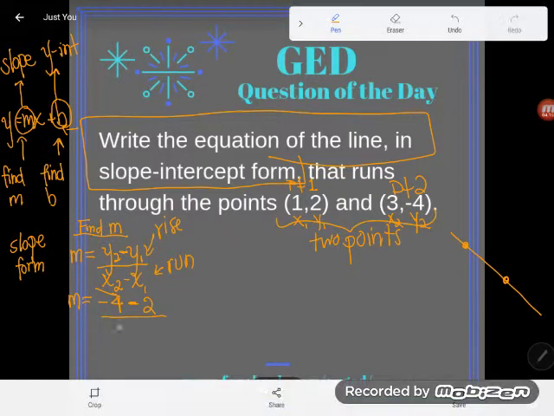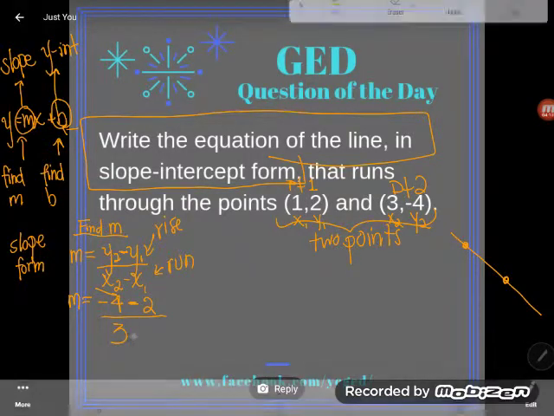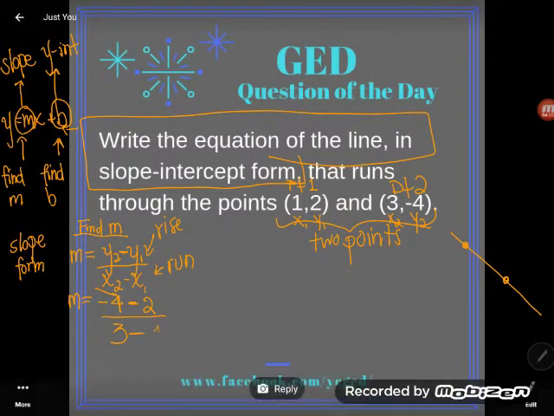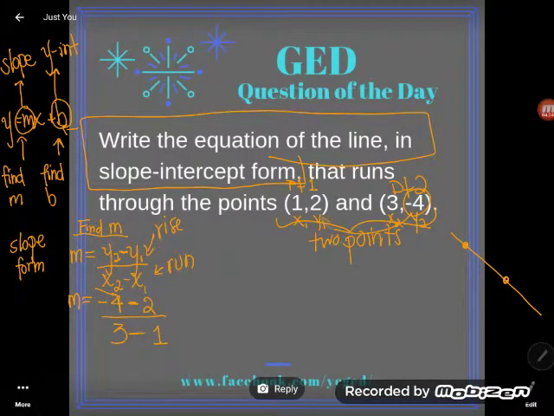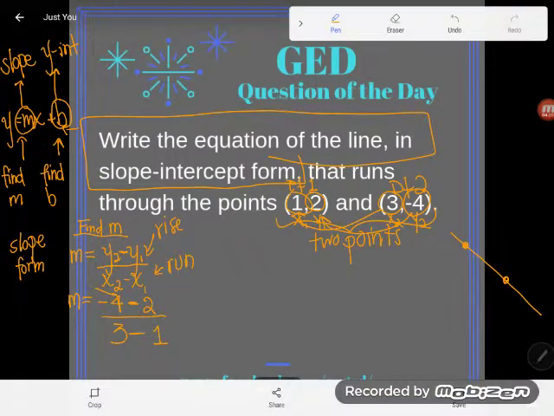The second x is 3 minus the first x. The first x was 1. Okay, so again, I'm just taking y2 minus y1, and then x2 minus x1. Wonderful. And now let's do the simplification here.